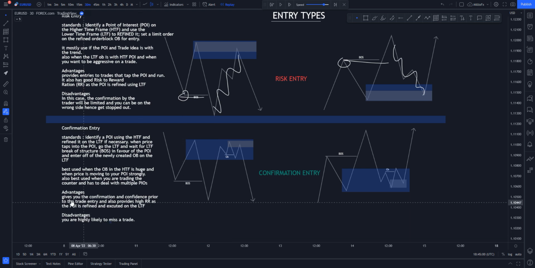The advantage of this one is that it gives confirmation and confidence prior to the trade entry, and also provides a high risk to reward ratio. The RR means risk to reward ratio, as the POI is refined and executed on the lower time frame. In this case, you have the POI on the higher time frame, but the other POI that gives you the order block is executed on the lower time frame, hence giving you a high risk to reward ratio, right? The disadvantage is that you are likely to miss a trade. Missing a trade is one of the frustrations you would not like to face. So you need to know when you are supposed to use a confirmation entry and when you are supposed to use a risk entry.